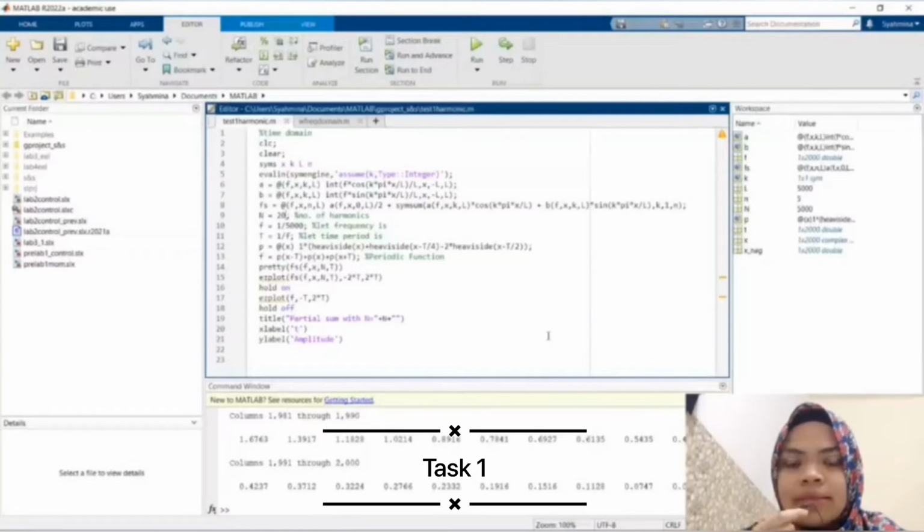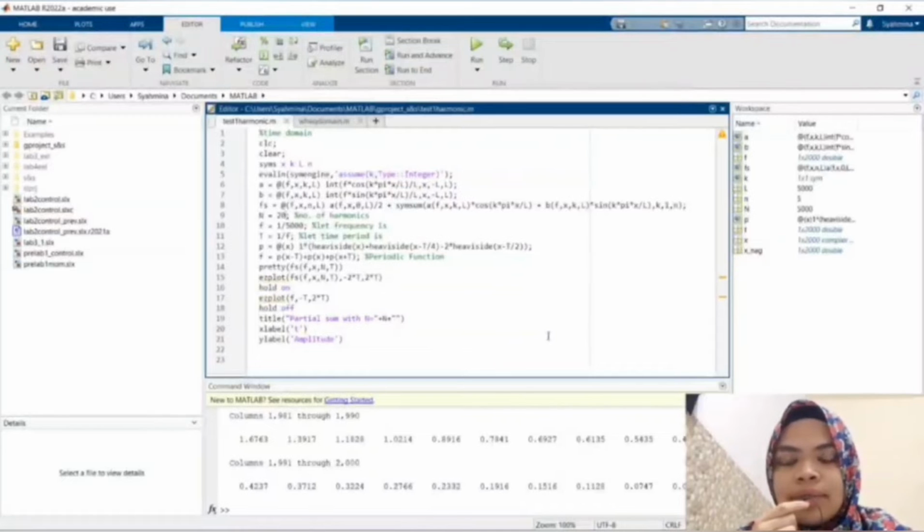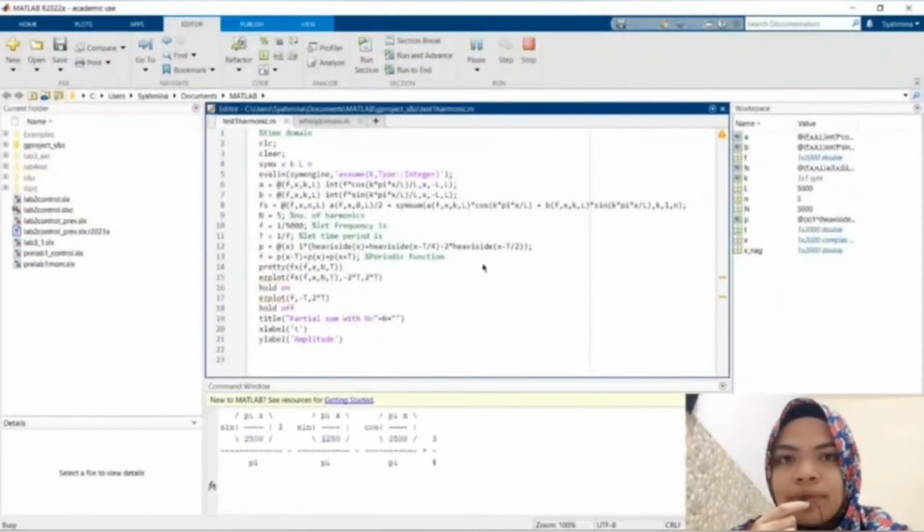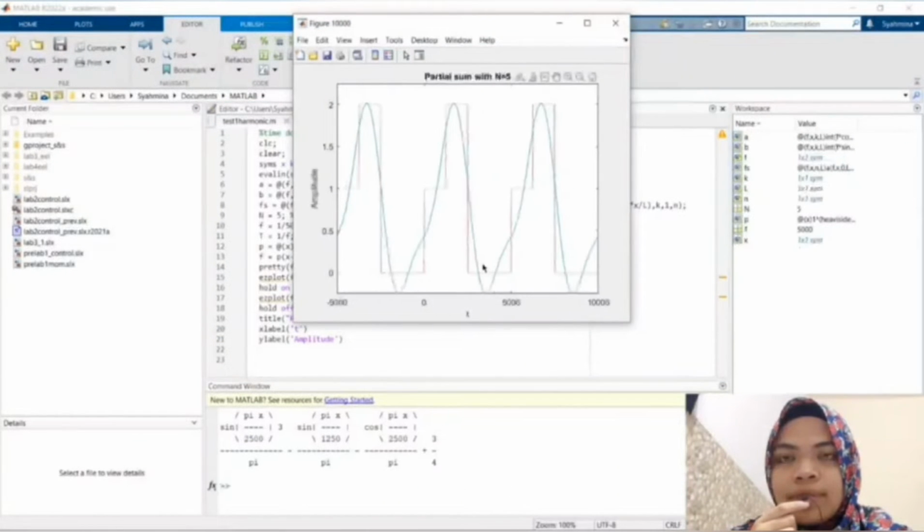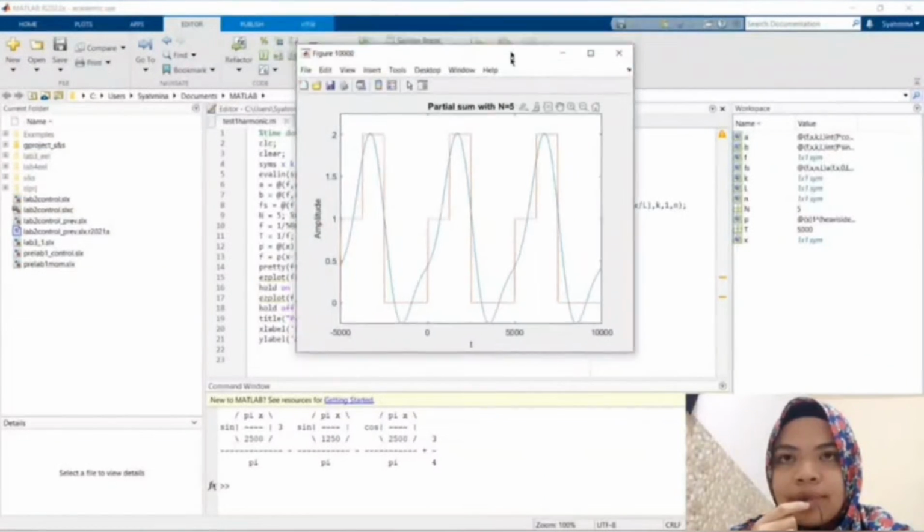Assalamualaikum and greetings. My name is Syahmina binti Ruslan, matric number AE190132, and I will explain about the Fourier series expansion in the MATLAB software. So first we run the code for the Fourier series in terms of time domain. The n is equal to 5.